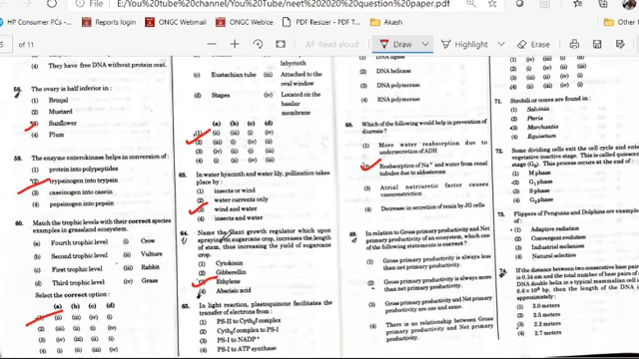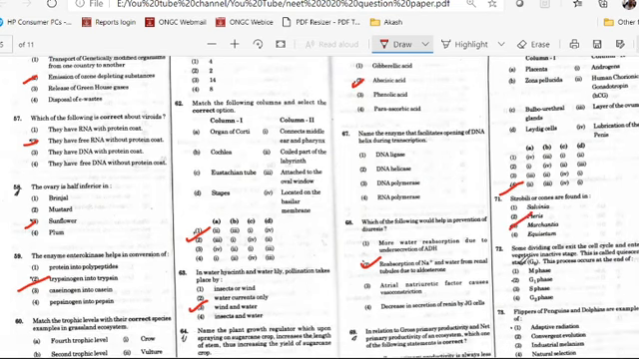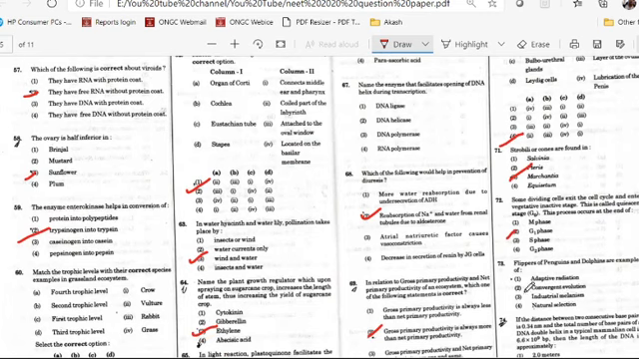In question number 69, option 2 is the answer, gross primary productivity. In question number 70, the answer is option 4, column matching. In question number 71, the answer is the mitochondria, option 3. In question number 72, option 2 again, G1 phase. In question number 73, the answer is adaptive radiation, option 1.